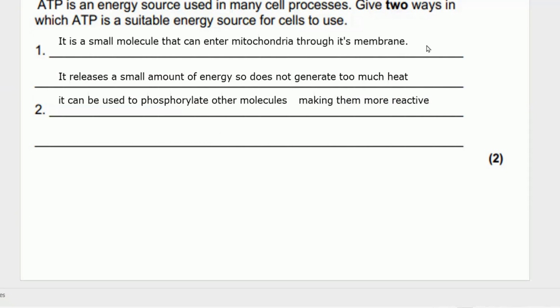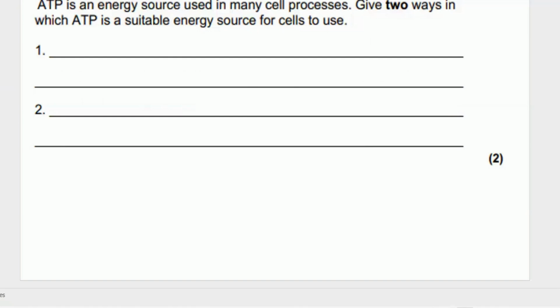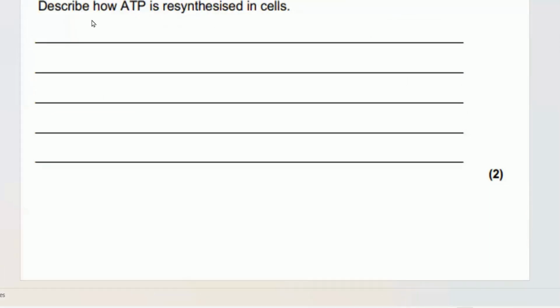That's about it, really. We only need 2 marks. So we've said it's a small molecule. It can get through the membrane, releases energy, and it's good for phosphorylating other molecules and making them reactive. Okay, moving on. Describe how ATP is resynthesized in cells.